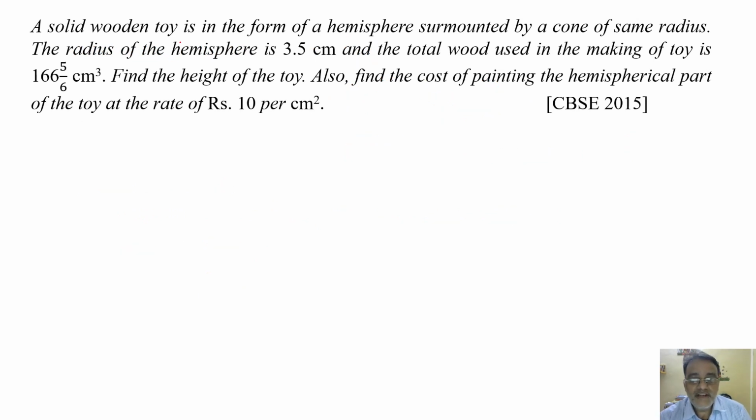A solid wooden toy is in the form of a hemisphere surmounted by a cone of same radius. The radius of the hemisphere is given 3.5 centimeter, and the total wood used in making of the toy is 166 5 by 6 in mixed fraction, centimeter cube. Find the height of the toy. Also find the cost of painting the hemispherical part only of the toy at the rate of rupees 10 per centimeter square. So total wood used means volume is given.